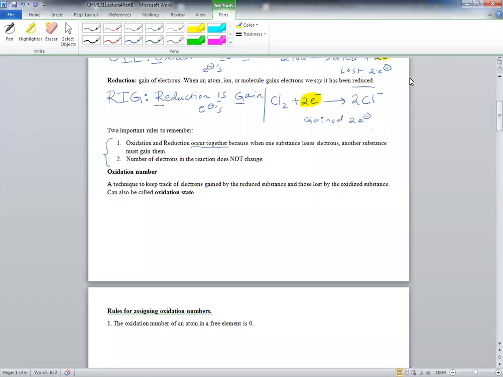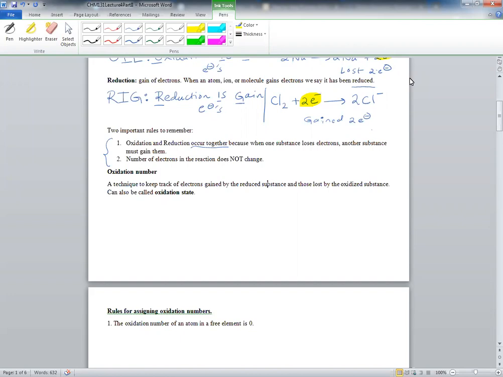So we're going to learn about oxidation numbers. An oxidation number is a technique to keep track of the electrons gained by the reduced substance and those lost by the oxidized substance. Without a very, very simple mathematical way of telling what's losing and what's gaining electrons, we couldn't just look at the chemical formula and tell this is oxidized, this is reduced. So we use a very simple technique, also referred to as the oxidation state.